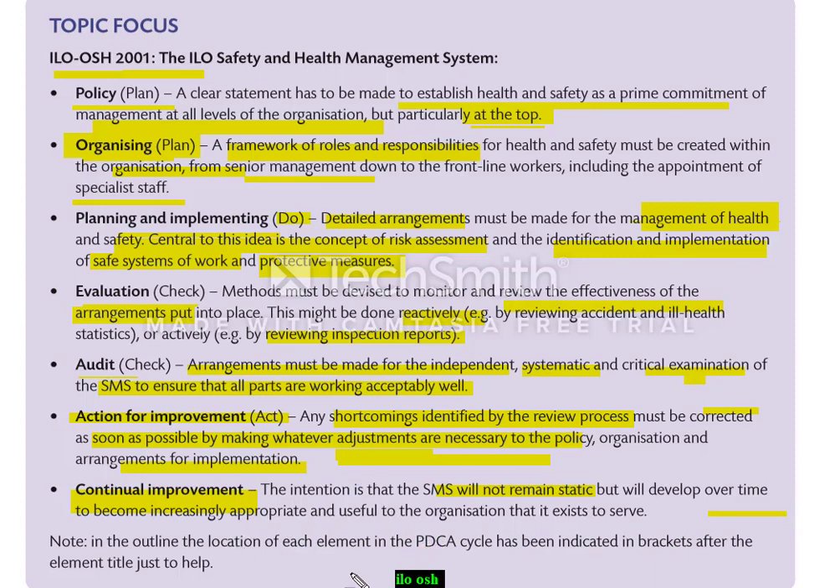So these are all elements within the PDCA cycle: plan, do, check, act. So you have to know about the ILO OSH 2001 health and safety management system.